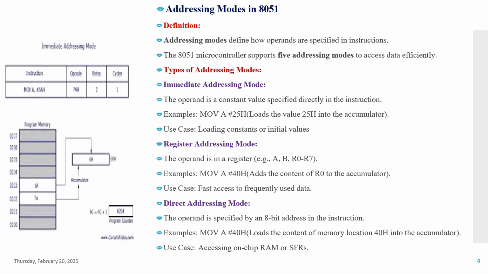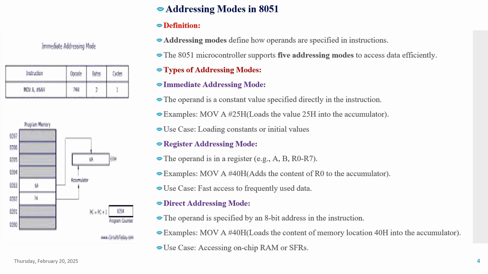So what are the types of addressing mode? First type is immediate addressing mode, and we already discussed this. Next one is register addressing mode. In the definition, we have to write that the operand is located in a register. Example: A, B, R0 to R7. Example: MOV A, R0, that is move to accumulator from R0, moves the content of register R0 into the accumulator.